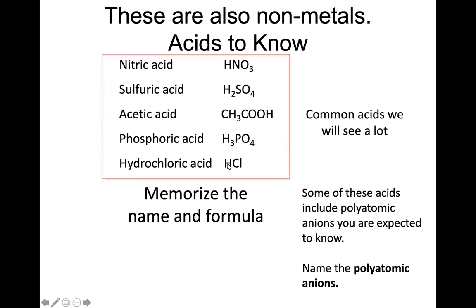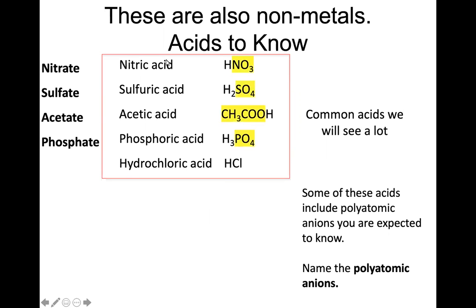Now, if you look at this, some of these acids include polyatomic anions that we're already supposed to know. They fit together. And what I mean by that, look at the formulas here. Nitric acid includes the nitrate anion. Sulfuric acid, the sulfate anion. Acetic acid, the acetate. Phosphoric acid, the phosphate. So this really fits together and helps within our memorization scheme.